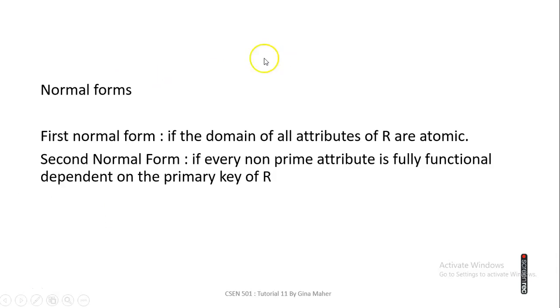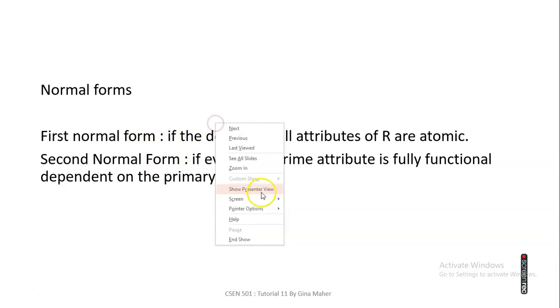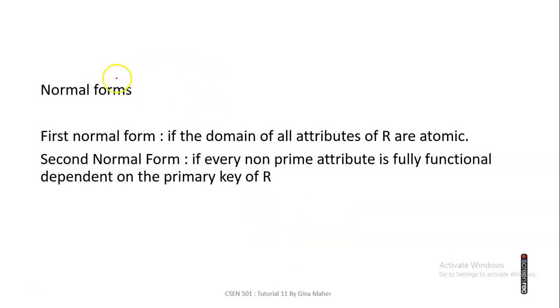The first normal form states that a schema is in first normal form if the domain of all attributes of R are atomic. We can decide whether this schema is in the first normal form or not: if the domain of all its attributes are atomic, which means that every attribute is single valued, no 2D table.